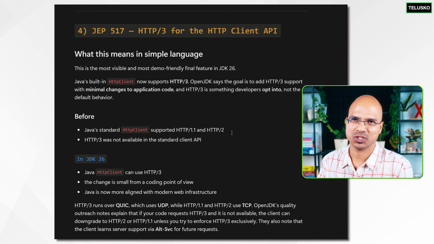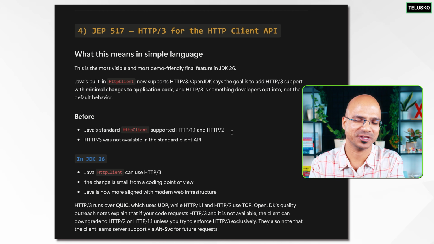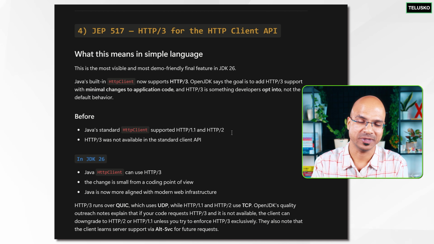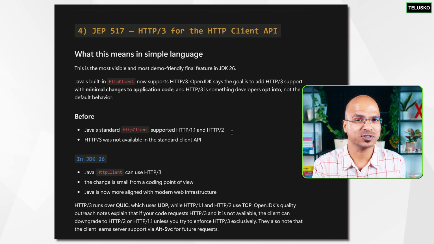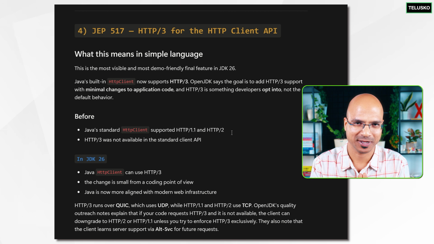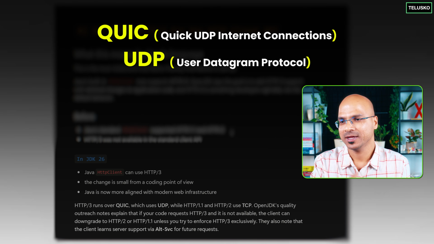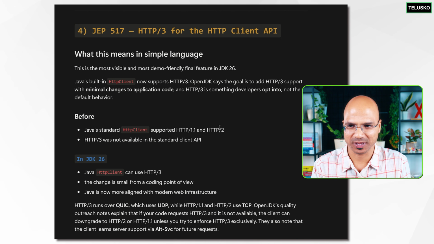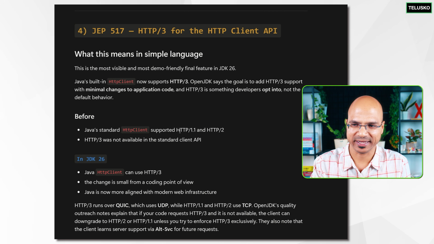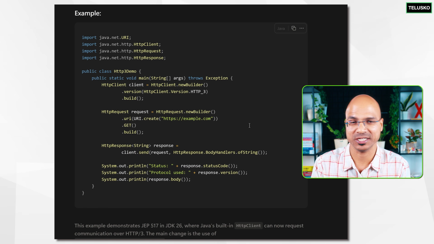Next is something which is important for someone who deals with microservices or works with networking. We got the update for HTTP. At this point, we were using HTTP 1 and HTTP 2, which use TCP. We also have HTTP 3 in the market, but there was no support for Java. Now we got support for HTTP 3, which works with QUIC and UDP. So now we can use HTTP 3. It's not by default, you have to set it in the code. This is how you can set in the code that we are using version HTTP 3 here.